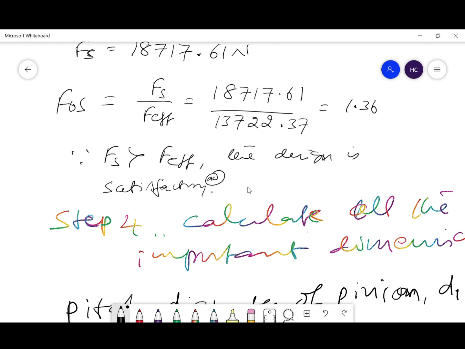But in the video on comprehensive spur gear design procedure, it is mentioned that if FOS is greater than 1.5, the design is satisfactory. But the FOS between 1.5 to 2 is a recommended value. So even this is also suitable, so hence design is safe.